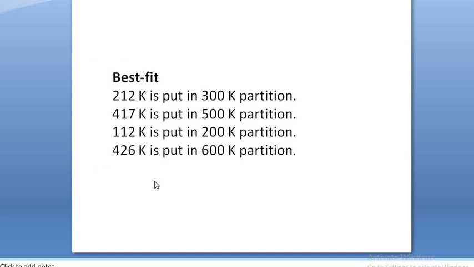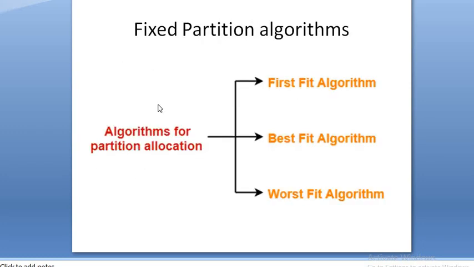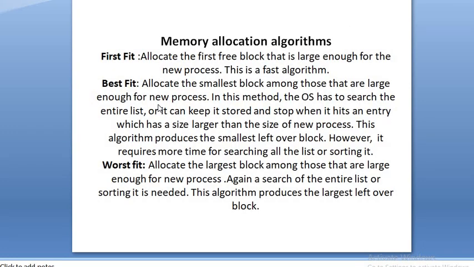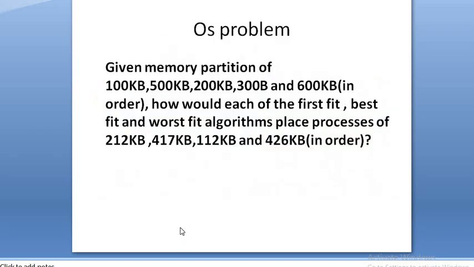Next we are going to see the best fit. From the name itself you can identify it is the best one. Allocate the smallest block among those that are large enough for the new process. In this method, the OS has to search the entire list, or it can keep it sorted and stop when it hits an entry which has a size larger than the size of the new process. This algorithm produces the smallest leftover block. However, it requires more time for searching all the list or sorting it. That is a drawback.